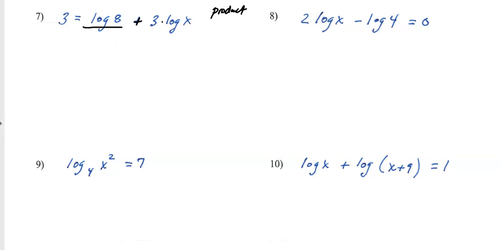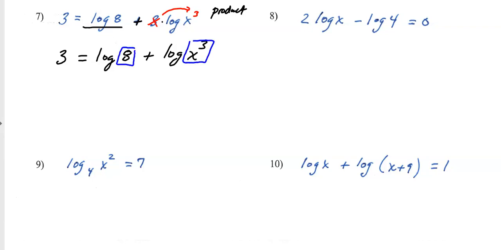Basically says, hey, if it's helpful, put the 3 up here as the exponent and get rid of it from there. So I'm going to do that first. So I'm going to have 3 equals log of 8 plus the log of x to the 3rd. I like that because now it's pretty clean. I have my A thing, I have my B thing, and when you add 2 logs, I can multiply those together. So I'm going to get 3 equals a single log of 8x to the third.